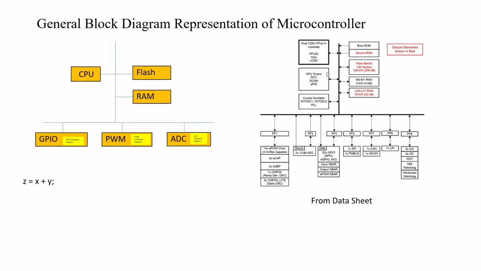CPU timer is a peripheral. PIE is also a peripheral. For the crystal oscillator, you have different options: either an internal RC oscillator or an external crystal. And then, as we have seen in the simple block diagram, you have dedicated flash as well as RAM.